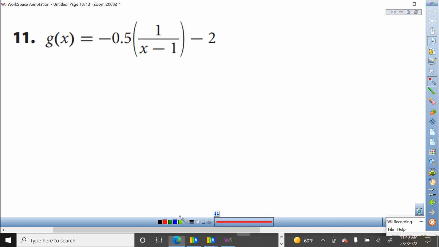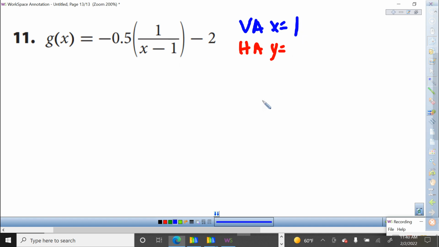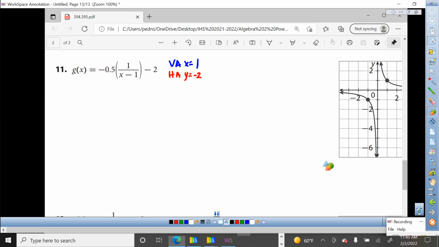All right. So, tell your neighbor the very first thing we should do. Very good. Vertical asymptote, x equals. Horizontal asymptote, y equals. So, vertical asymptote. What'd you get for the vertical asymptote, Rachel? One. Have you got that? Yes. Horizontal asymptote, everyone. Negative 2. Okay. So let me zoom out and let's graph those or plot those.